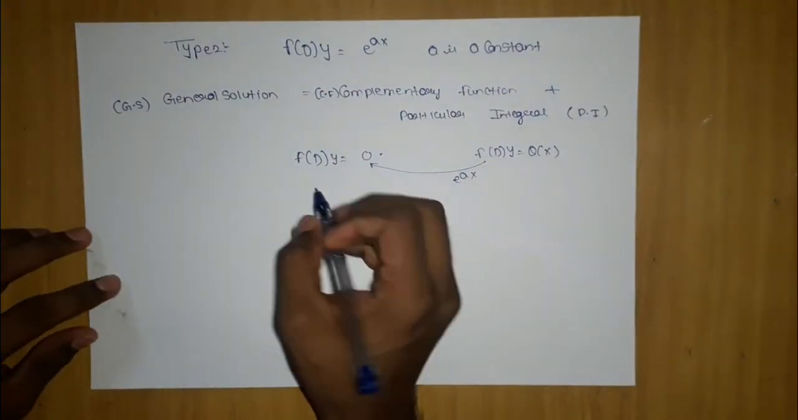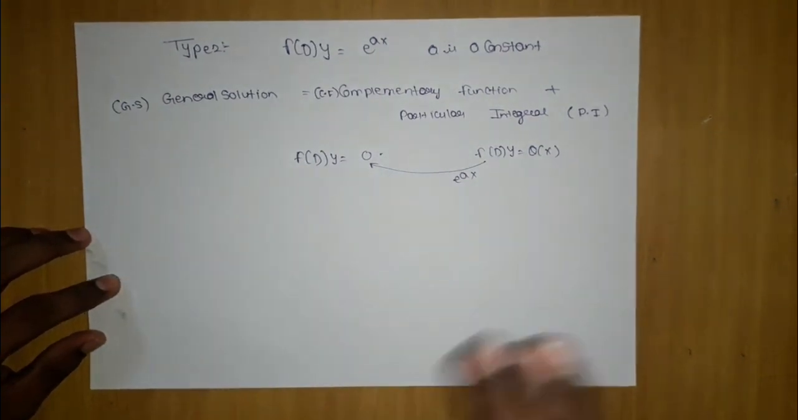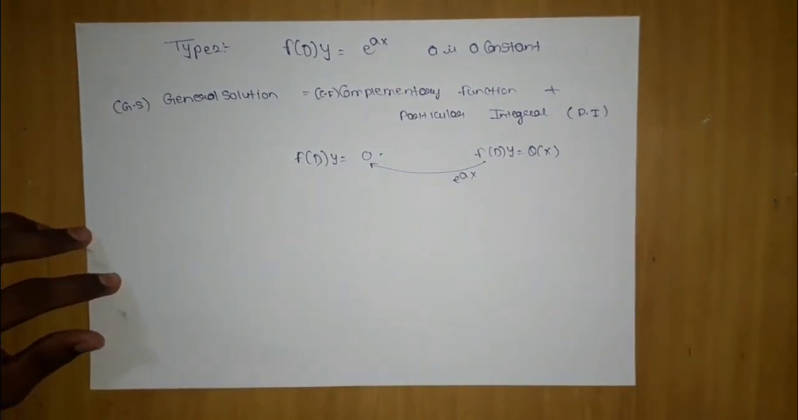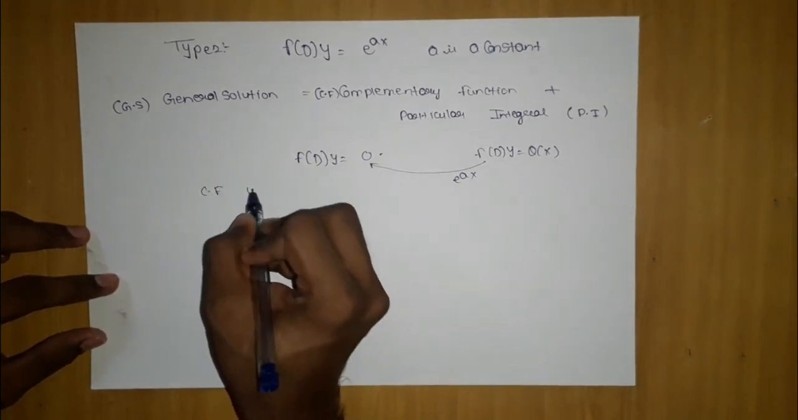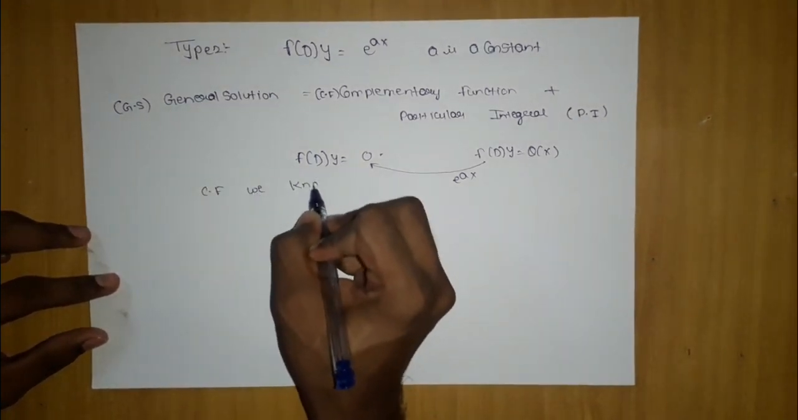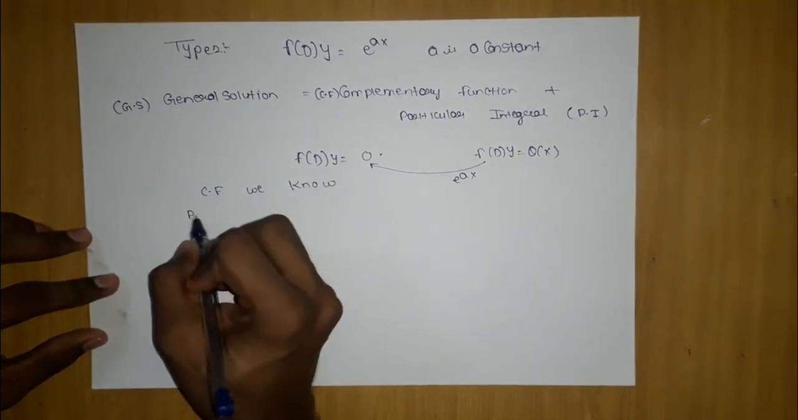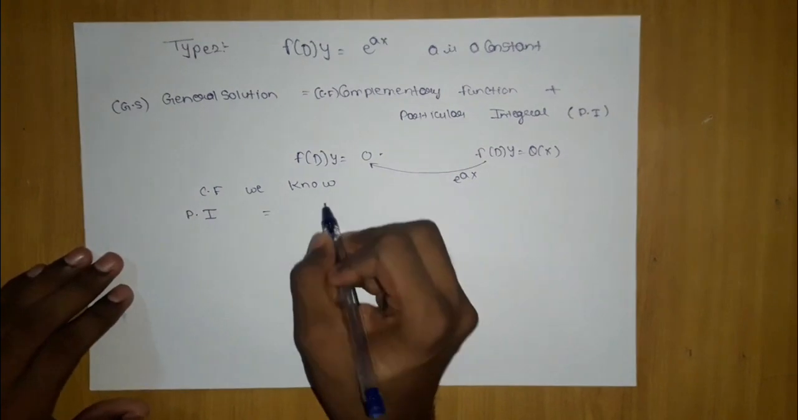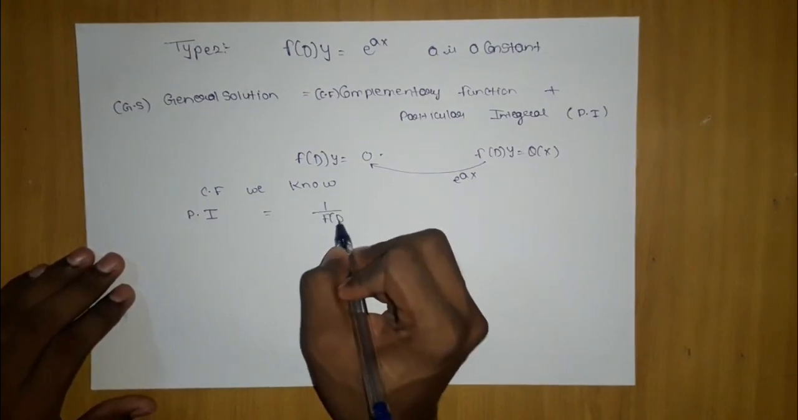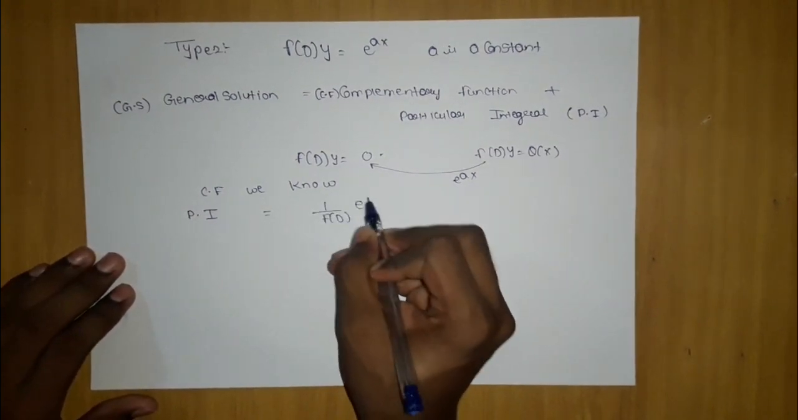Now let's see how we have to solve this. We know how to get the complementary function. It will be the same: getting the auxiliary equation roots, checking whether the roots are equal or complex conjugate, and then applying the condition. Complementary function we know. What is different is that we need to find the particular integral P.I.